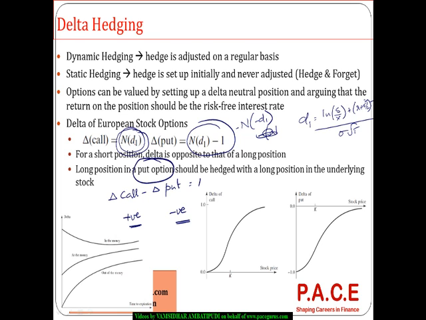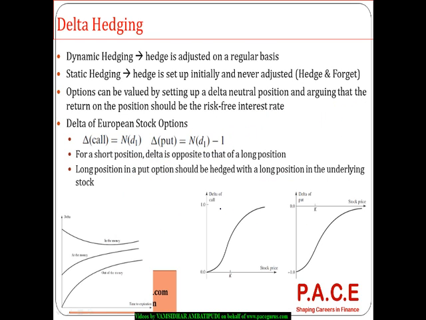So a long position in a put option should be hedged with a long position in the underlying, because the put delta is negative, which means I have to take a long position to do the hedging. Whereas for a call the delta is positive, so I have to take a short position to make the portfolio delta neutral. So some essential things that we really need to understand, and look at a few important relationships here.